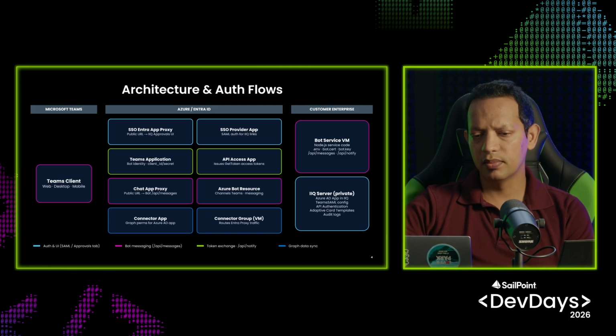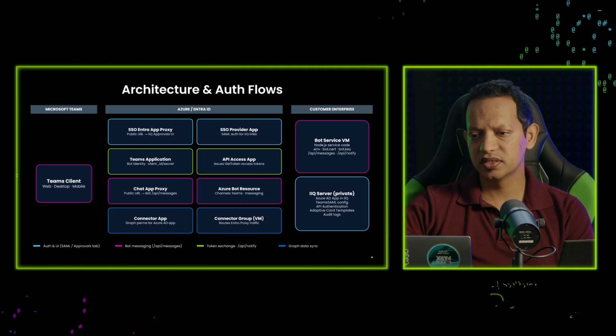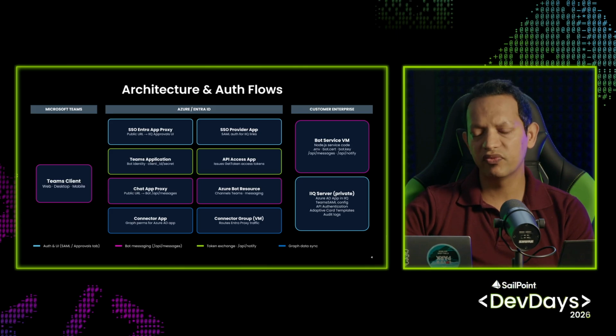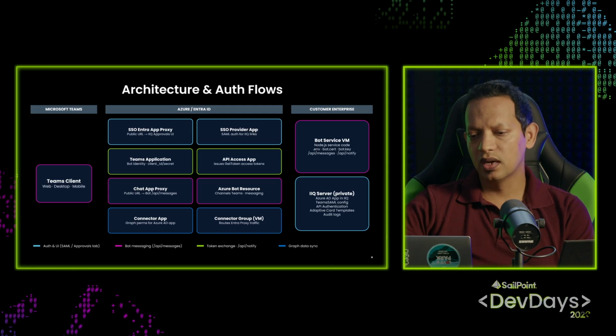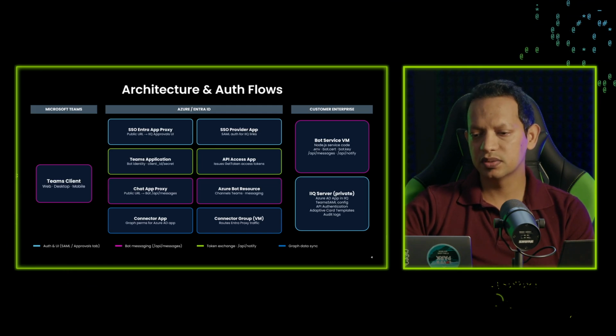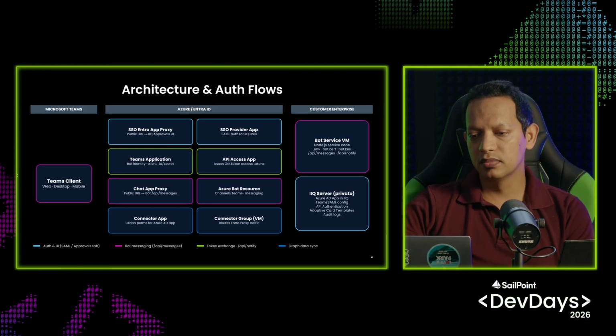Now you have your SSO Entra app proxy. There are two authentication flows in this integration. One is the adaptive card, and the other is the My Approval tab. We'll see how it looks during the demo. But the My Approval tab within Teams uses the SSO configuration, because that's just an external tab or UI that renders the My Approval UI within Teams.